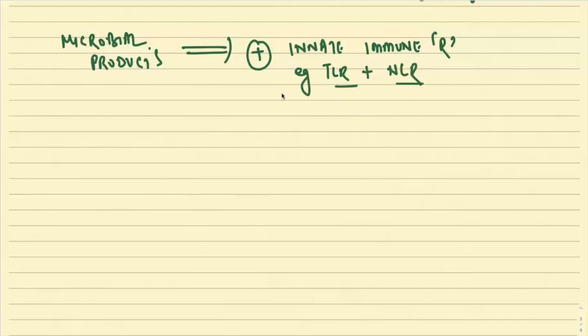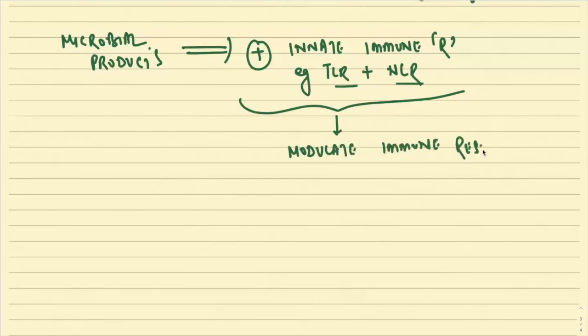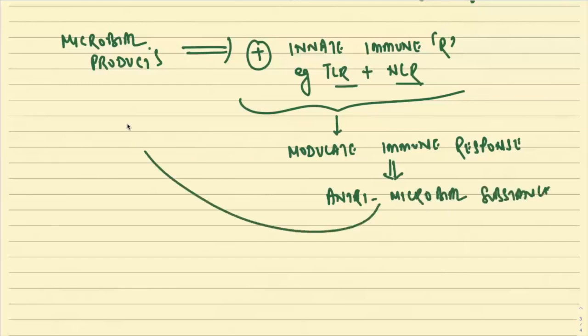So these microbial products can stimulate the innate immune receptors, and once these are stimulated, they can modulate the immune response. For example, this immune response might lead to the secretion of antimicrobial substances. And these antimicrobial substances might themselves go and inhibit the growth of these microbes.